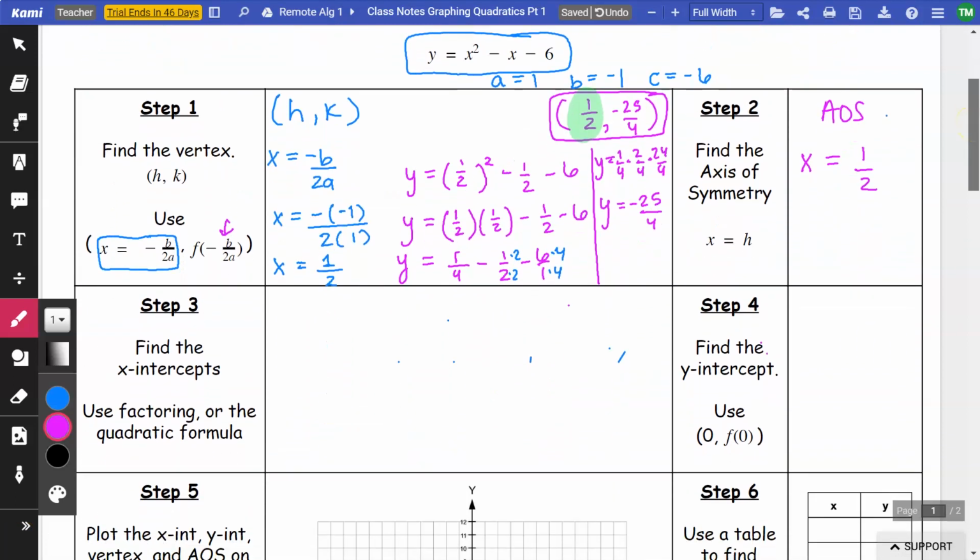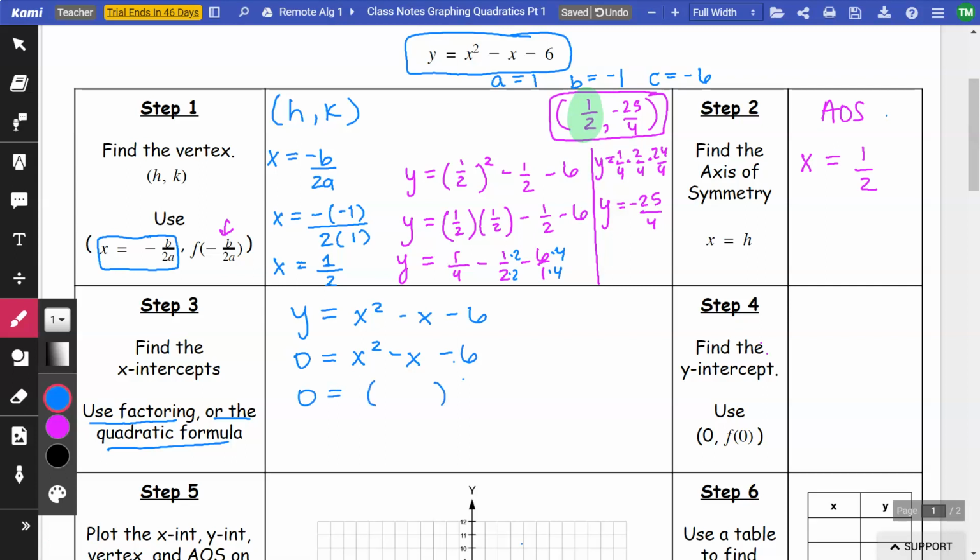Now for step 3, we need to find the x-intercepts. There are multiple ways we can find x-intercepts that we've learned how to do so far this year. We can use factoring, or we can use the quadratic formula. So what we want to check first is whether this equation is factorable. For y equals x squared minus x minus 6, actually the first thing we need to do when we find x-intercepts is plug in 0 for y.